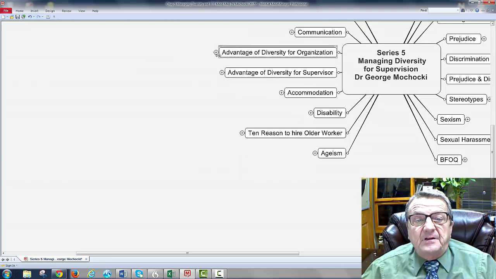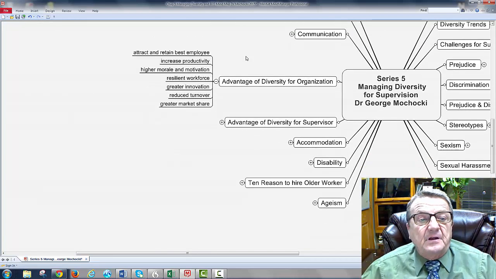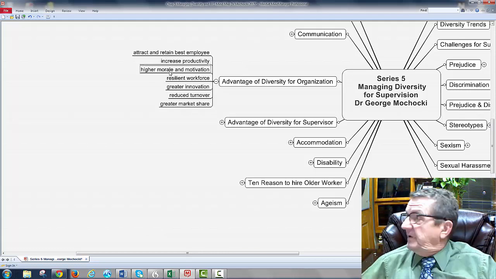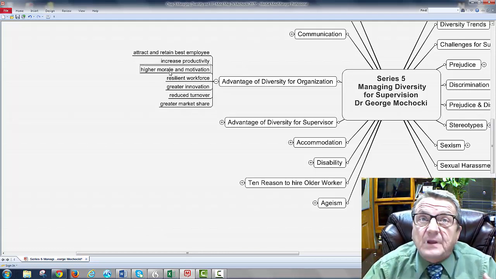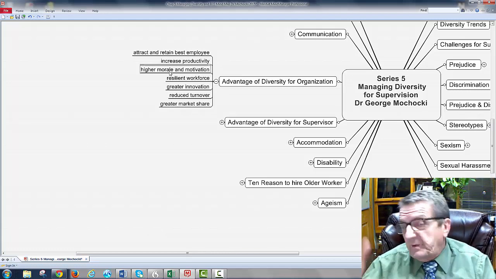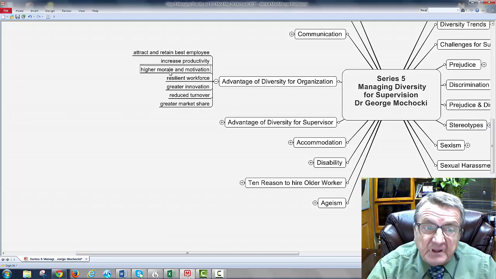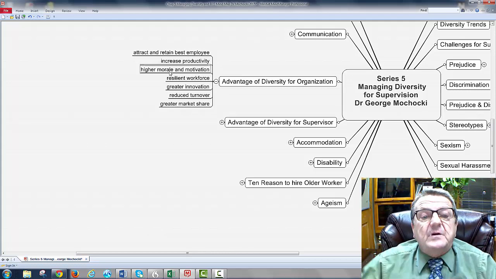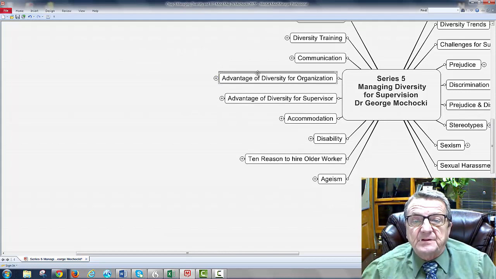Okay. Now, the advantages of diversity for an organization. One of the biggest is to attract and retain the best employees, increase productivity, different ideas, higher morale and motivation, because the different cultures will bring their own work ethics. A resilient workforce, no matter what happens. They're flexible because they come up with new ideas, greater innovation, reduced turnover. People like to be in a diverse workforce. Greater market share because I represent the market that I'm serving. Okay, let me speed this up a little.